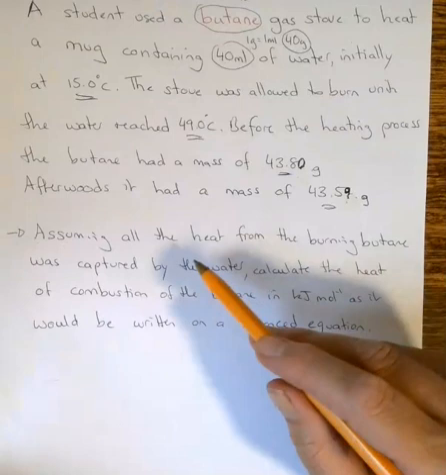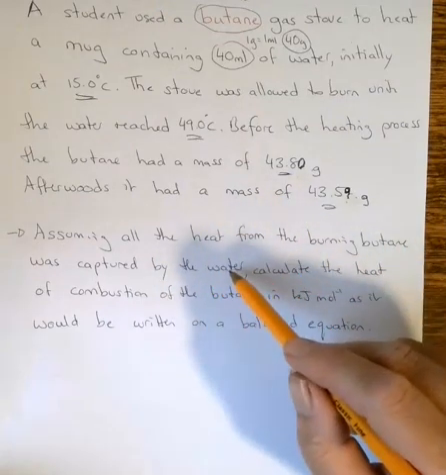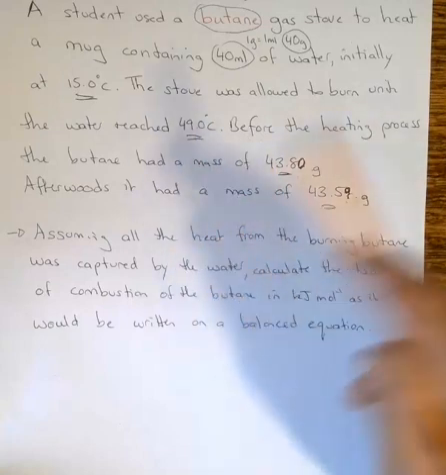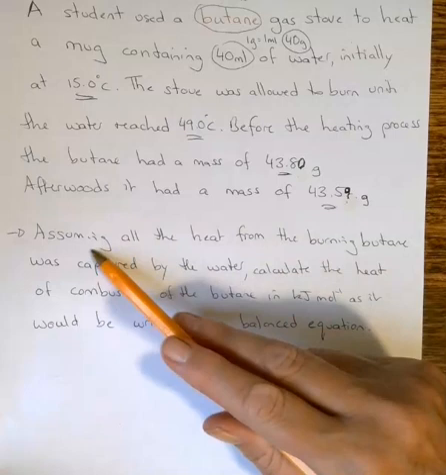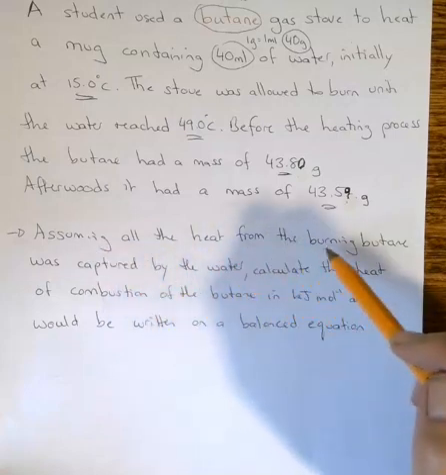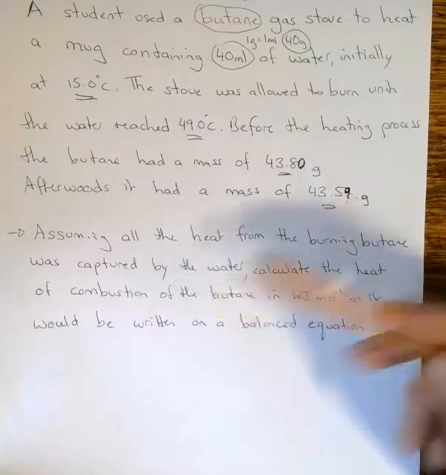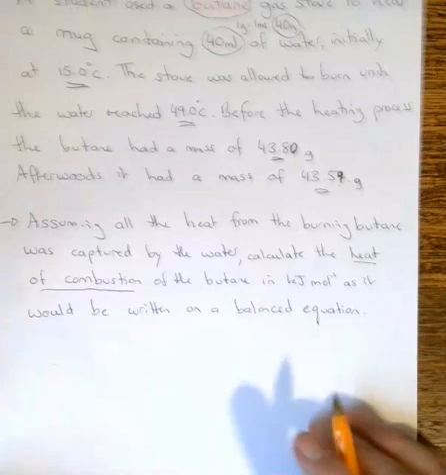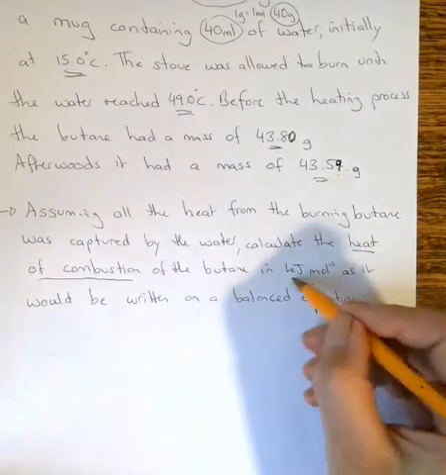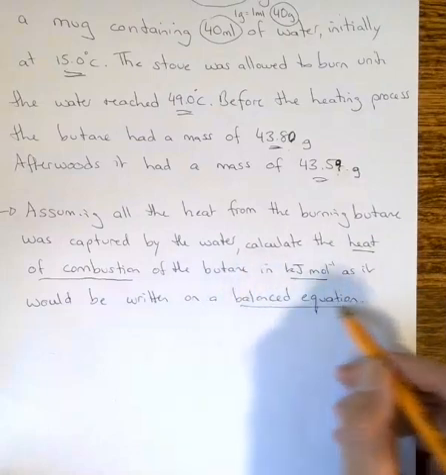Assuming all the heat from the burning butane was captured by the water. If the stove's just sitting underneath the water, most of the heat will be lost, but we're assuming that all of the heat from the burning, all of the energy, has gone into the water. Calculate the heat of combustion of the butane in kilojoules per mole, as it would be written on a balanced equation.